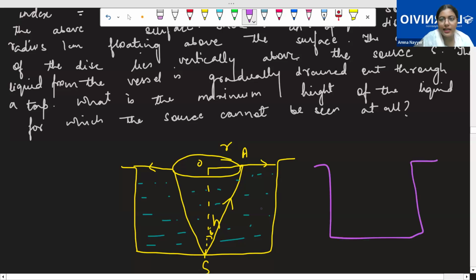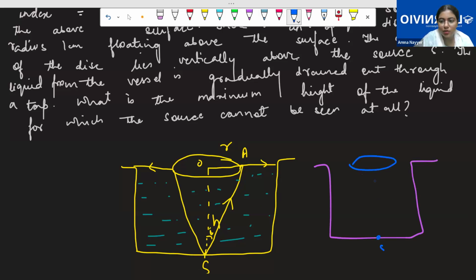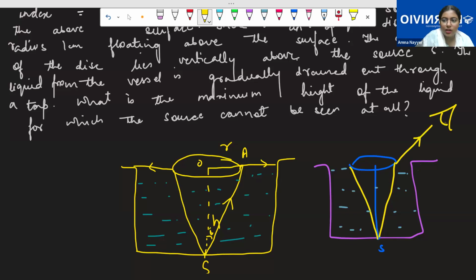Understand it here because that diagram I'll use for the calculation. There is a disk above and here is a source. They are connected like this. Since it's a source, it will give its light rays on both the sides of the disk, and this is filled completely with water. Now see, if the light rays bend and come out like this, here it will be very easily observable, correct?